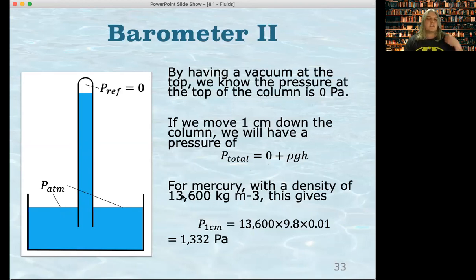So doing the calculations here, mercury is a common choice because it's a liquid with a really high density, which is useful for balancing atmospheric pressure. Mercury has a density of 13,600 kilograms per cubic meter. If this column was 1 centimeter of mercury, it would add 1,300 Pascal. So every centimeter down you go, you're going up 1,300 Pascal. So by the time you get down to balancing with the mercury that's open to the environment, you know exactly how much pressure there is based on the pressure just in this column.